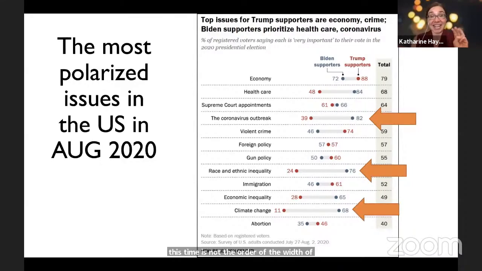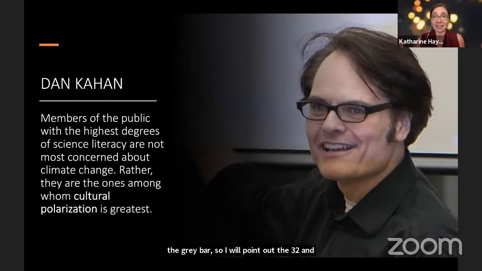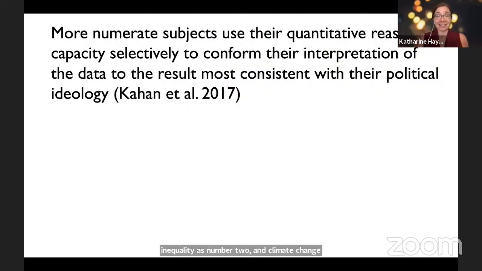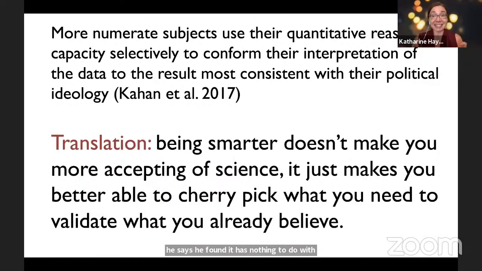So Dan studies this, and he found that it has nothing to do with intelligence. People with the highest degree of scientific literacy were not most concerned. They were the most what? Polarized. And in fact, he went on to find, and I'll translate this into English, being smarter doesn't make you more accepting of the data. It just makes you better able to cherry pick the pieces of information that show that you are right.